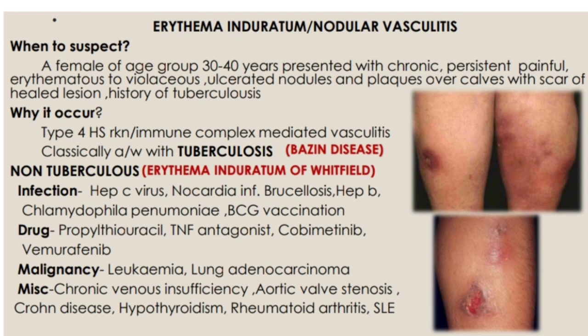Non-tuberculous etiology includes infections such as hepatitis C, nocardia infections, brucellosis, hepatitis B, chlamydophila pneumoniae, BCG vaccination, and various drugs like propylthiouracil, TNF antagonists, cobimetinib, vemurafenib, and malignancies such as leukemia and lung adenocarcinoma. Miscellaneous causes include chronic venous insufficiency, aortic valve stenosis, Crohn's disease, hypothyroidism, rheumatoid arthritis, and systemic lupus erythematosus.